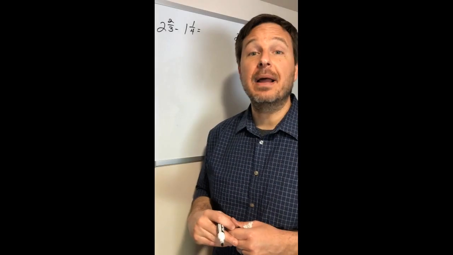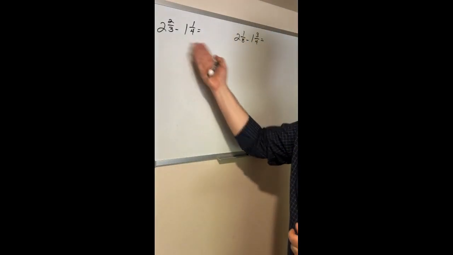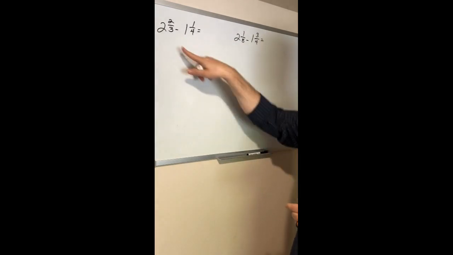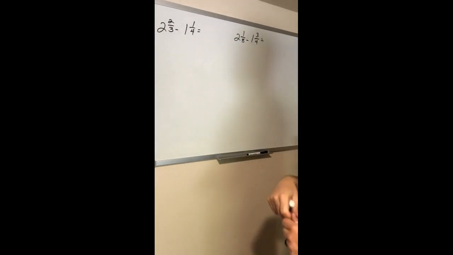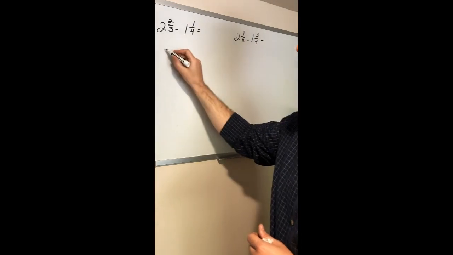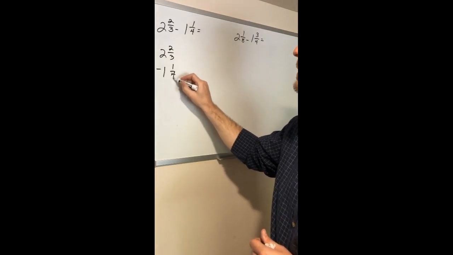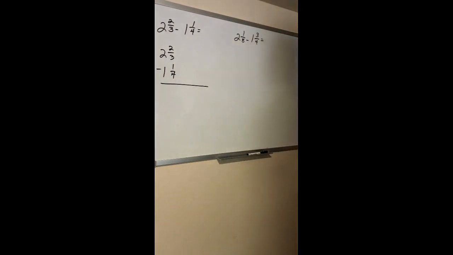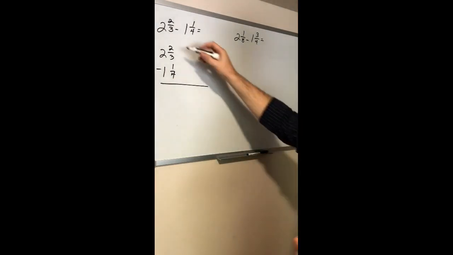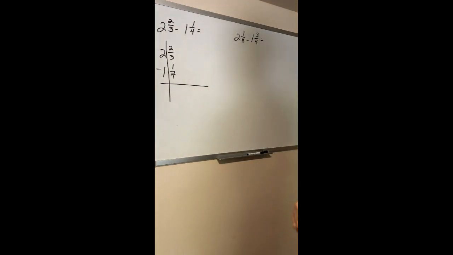Okay, so let's talk about subtracting mixed numbers with uncommon denominators. Let's try this first problem: 2 2/3 minus 1 1/4. Again, let's write that vertically because it just makes it easier. If you like to separate the wholes from the fractions, go ahead and do that.